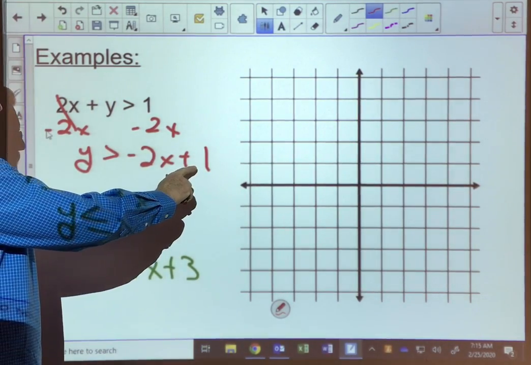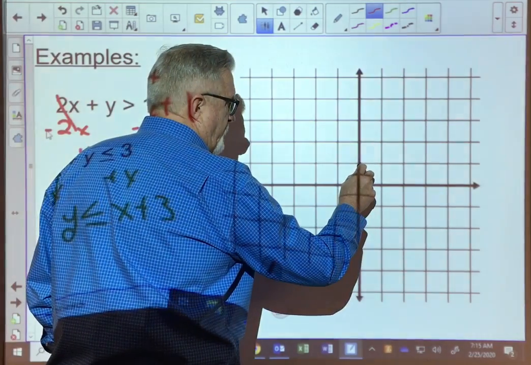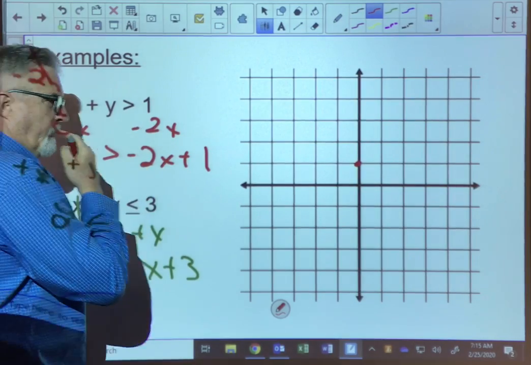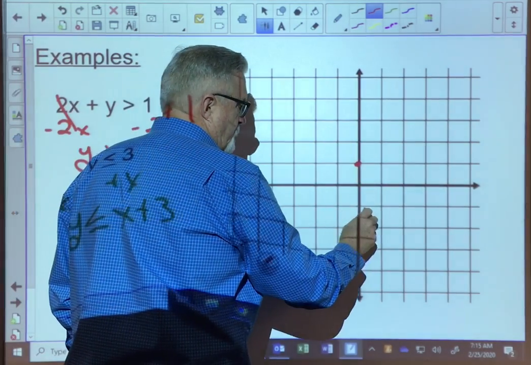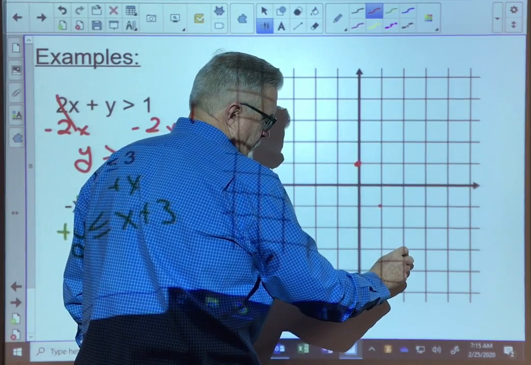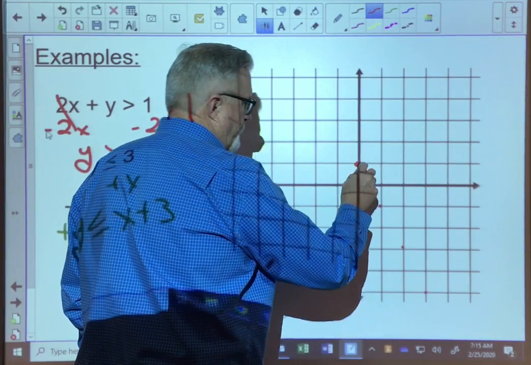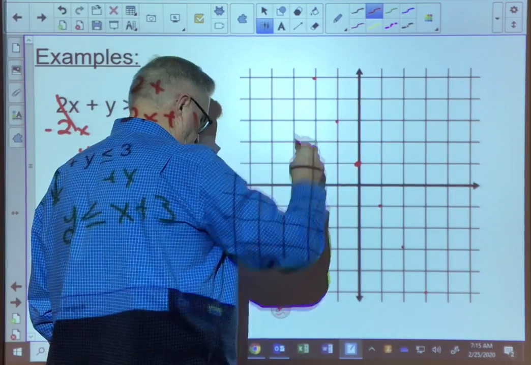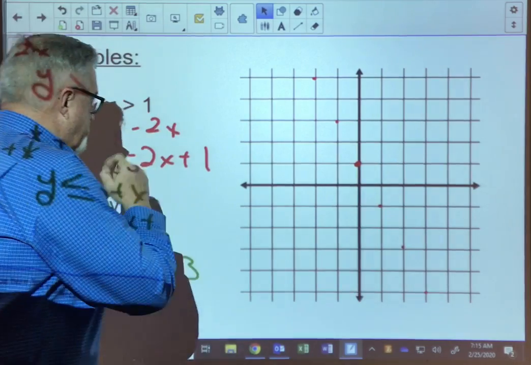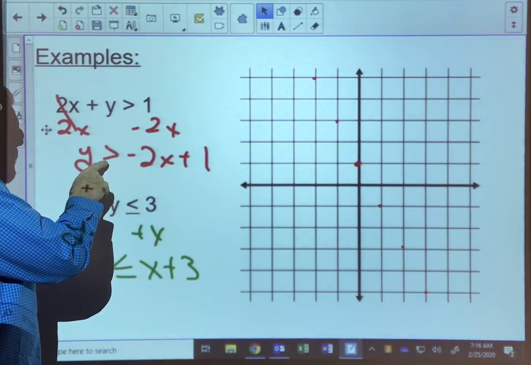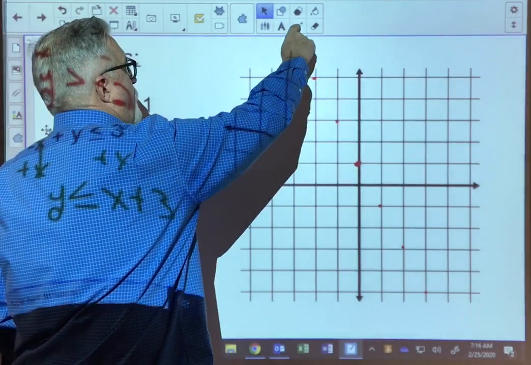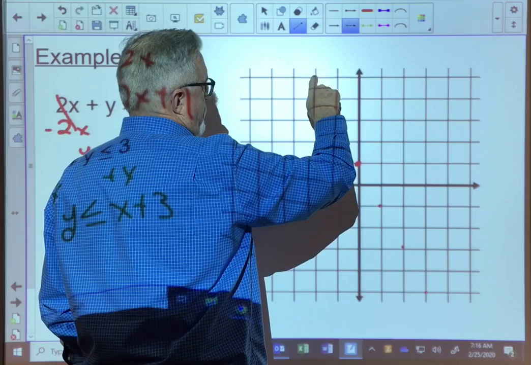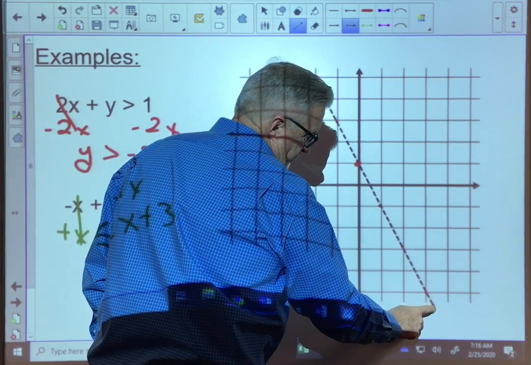This one has a y-intercept of 1, so we start out at positive 1. It has a slope of negative 2, which means we can go down 2 and 1 to the right, down 2, 1 to the right, and so on. Or we could have gone up 2 and 1 to the left, up 2 and 1 to the left. Since this is just a greater than sign, we need to use a dotted line for our boundary. So we're going to start at this point and we're going to draw our dotted boundary.